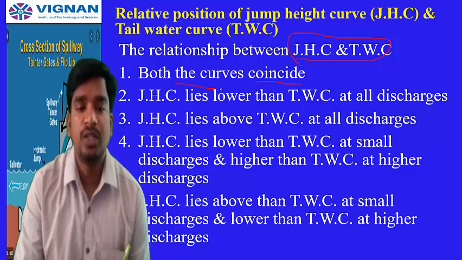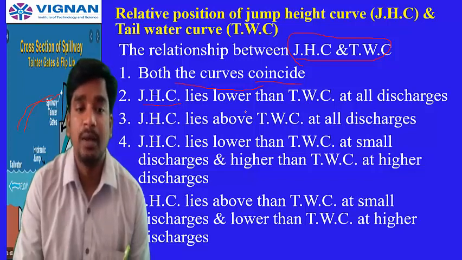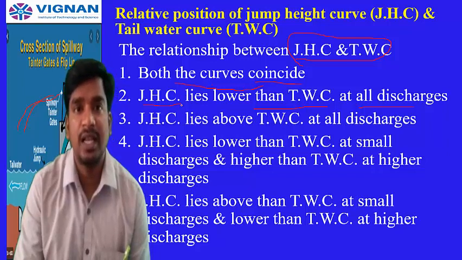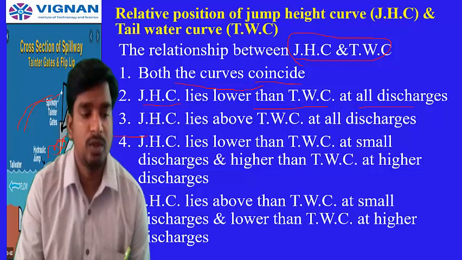One is both the curves coinciding, meaning the tailwater curve is coinciding with the jump height curve. Sometimes the jump height curve lies lower than the tailwater curve for all discharges. The discharge may be higher or lower, but the jump height curve is lying under the tailwater curve, meaning it is low. So the tailwater is flowing like this and the jump height curve is like this. Always it is lower.